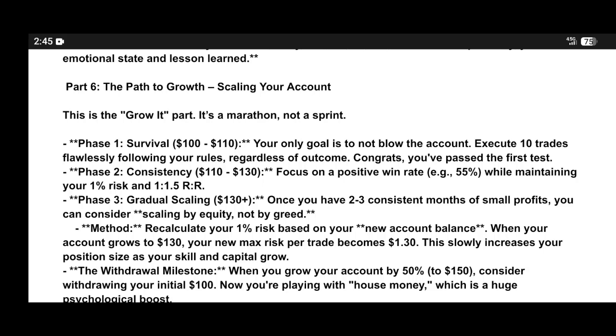Phase 3 is gradually scaling, $130. Once you have 2 to 3 consistent months of small profit, you can consider scaling by equity and not by greed. The next method is to recalculate your 1% risk based on your new account balance. When your account grows to $130, your new max risk per trade should be $1.30. This slowly increases your position size as your skill and capital grow.